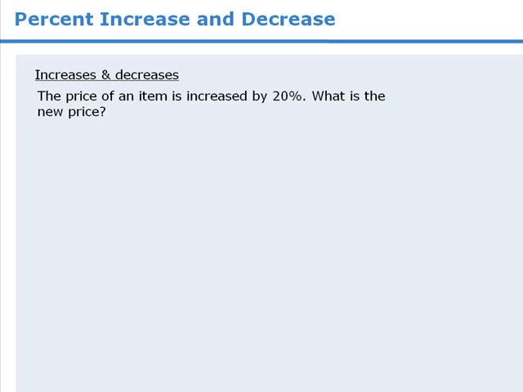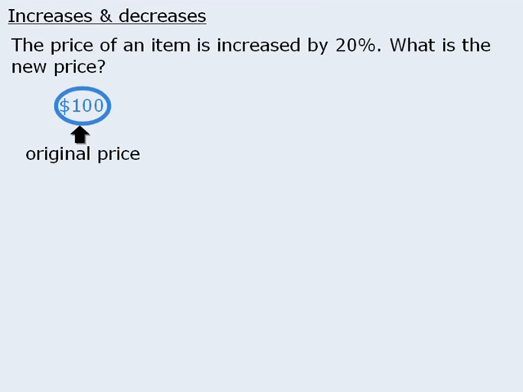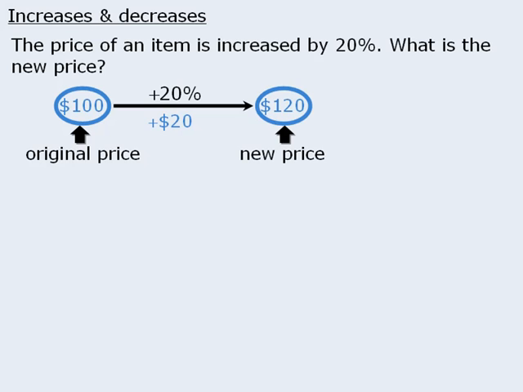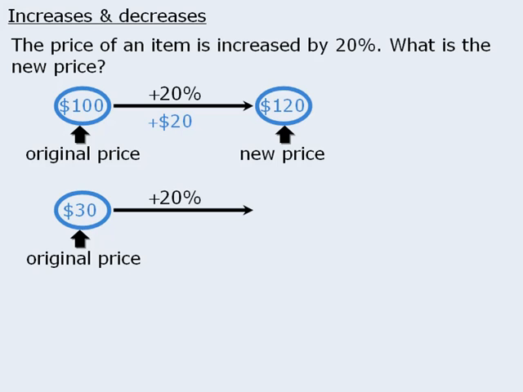Let's say we are told that the price of an item is increased by 20%, and we want to determine the new price. So if the original price is $100, then increasing the price by 20% means increasing the price by $20, which gives us a new price of $120. Similarly, if the original price is $30, then increasing the price by 20% means increasing the price by $6, which gives us a new price of $36.